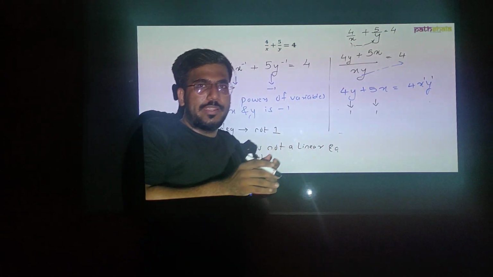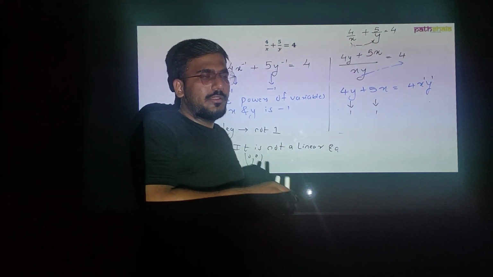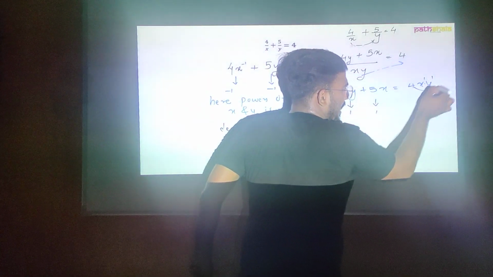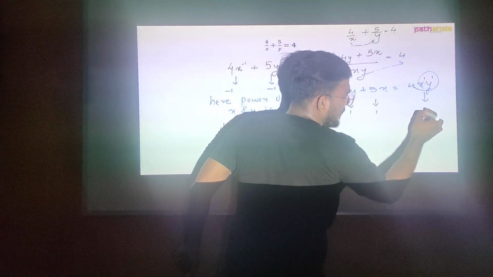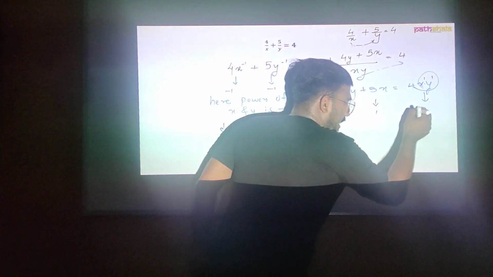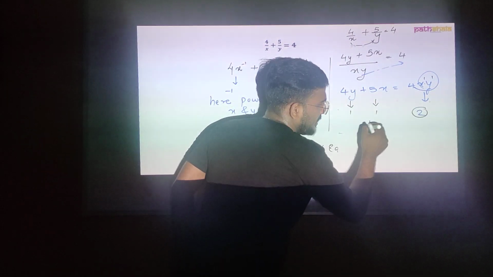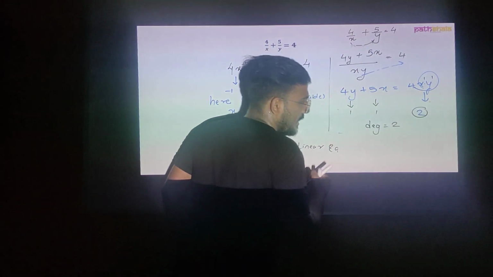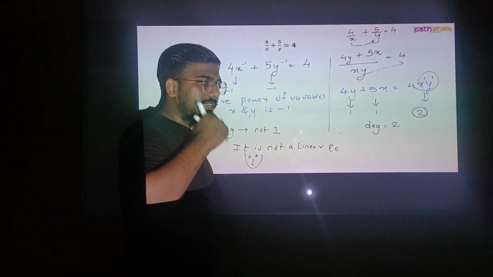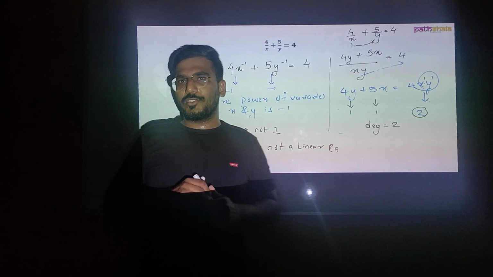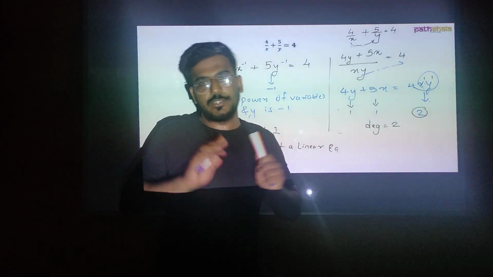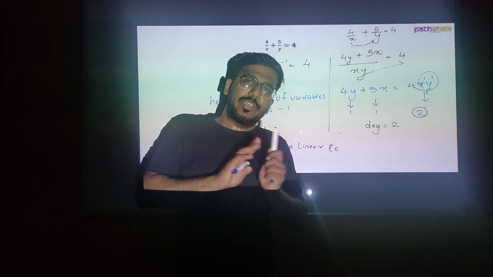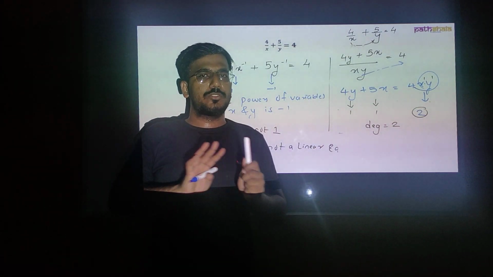Whenever we have two combined terms, x and y together, so whenever we have some multiplication, the powers get added, so 1 plus 1, the power will become 2. So now the highest power is 2. Since the highest power is 2, the degree is 2. Since the degree is 2, which violates the rule, which is not allowed. Degree is 2 means it is not a linear equation. So because of this, it turns out that the given problem is not a linear equation.